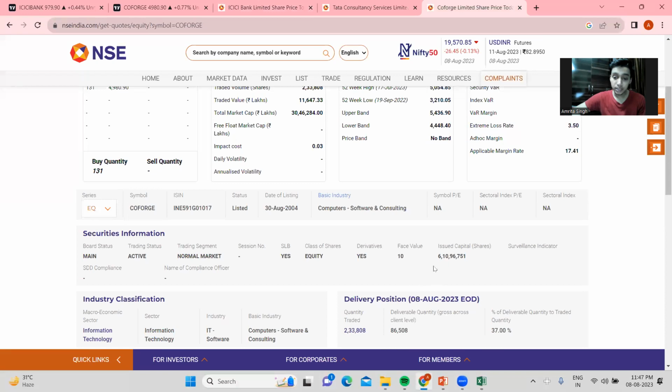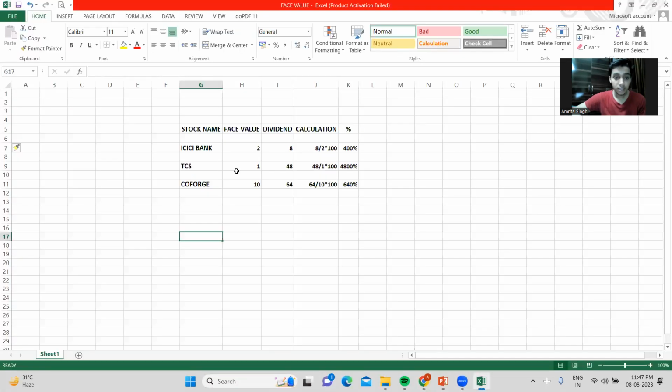If you want to calculate this number in percentage, again, the face value is 10 rupees and the dividend is 64 rupees. So dividend divided by face value into 100 gives 640% of dividend. 640% dividend is what is given by Coforge to their investors. And 640% means 64 rupees per share with the help of the 10 rupees per share face value.